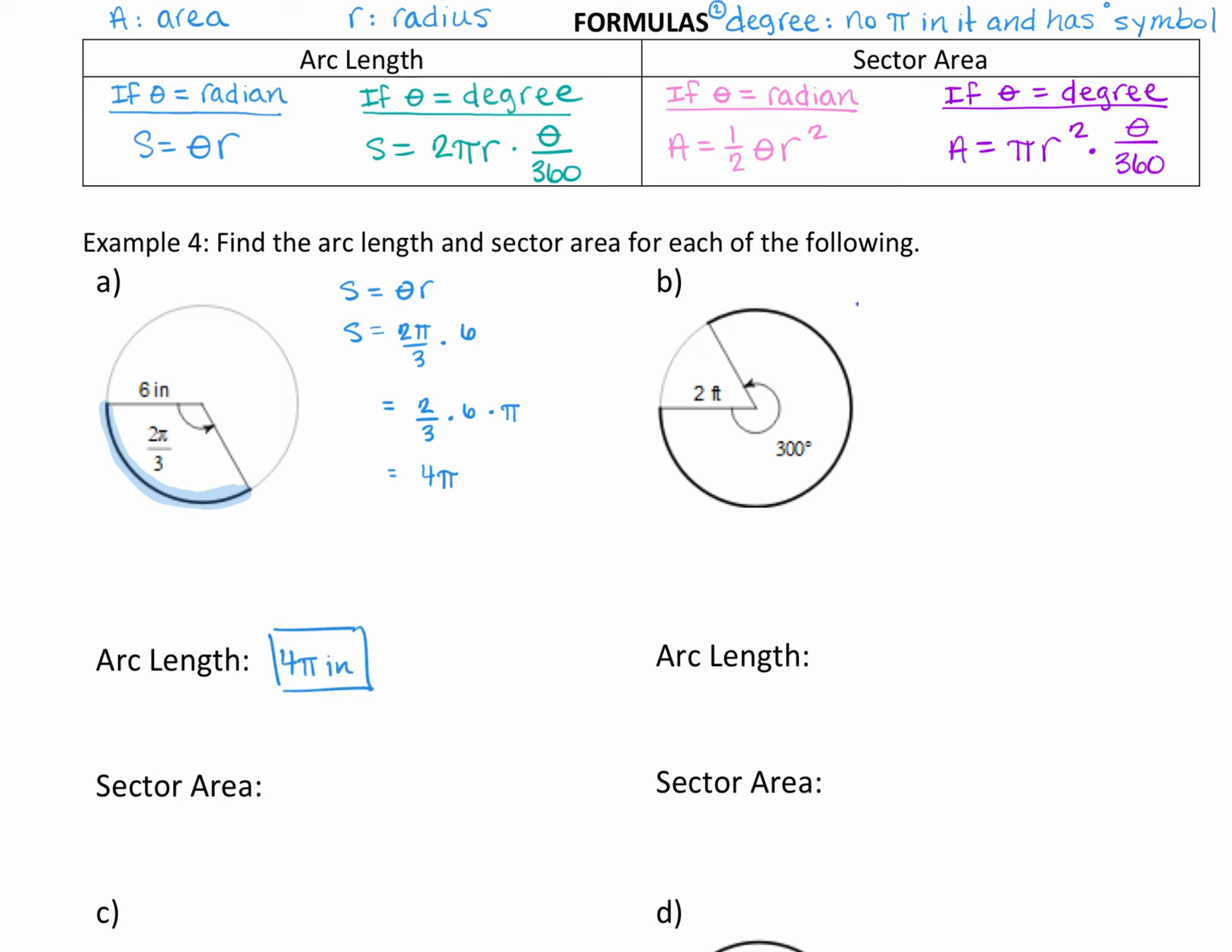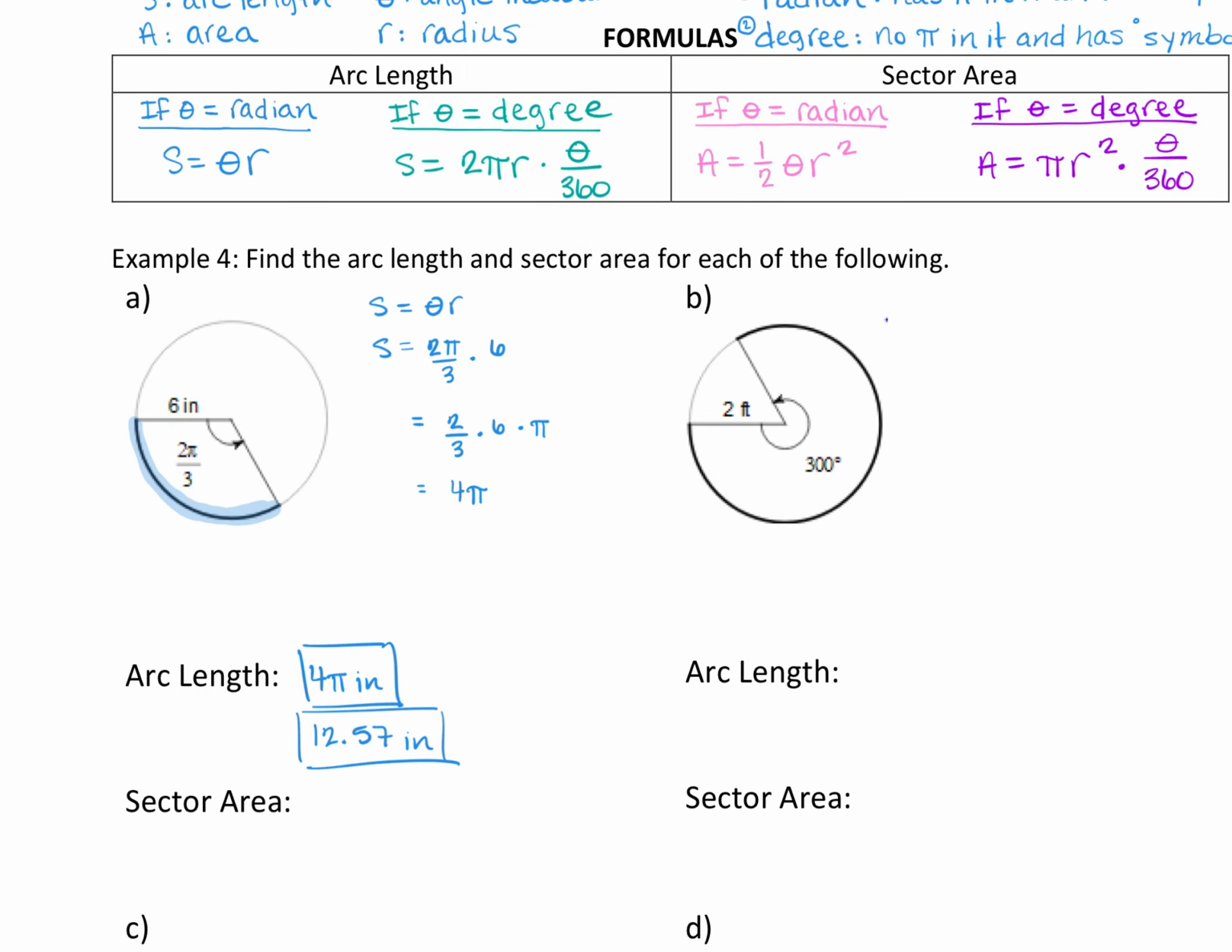And then approximate, you would type that into your calculator. And 4 pi approximate, so the decimal, is 12.57 inches. And now let's do sector area.